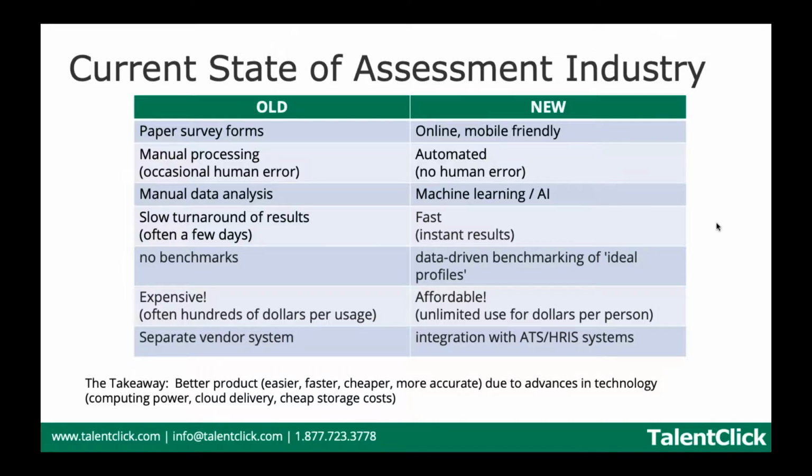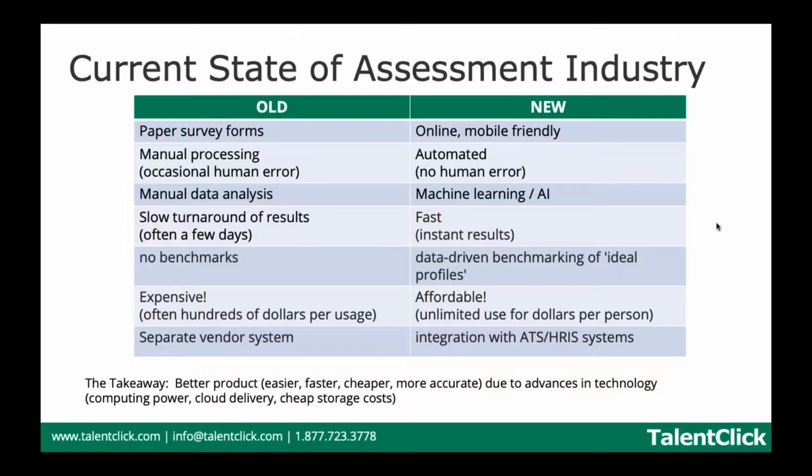And so you see the right column, this is what it's like today. Everything's online, it's mobile friendly, at least it should be. Good assessment companies like ours and many others have everything online and it is mobile friendly. And we use the power of machine learning and artificial intelligence to create not only the fast results, but also those data-driven benchmarks. And I'll explain more about that in a minute. That's what this talk is really about today.